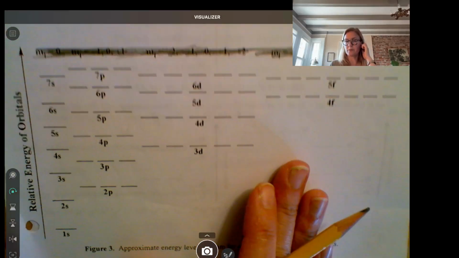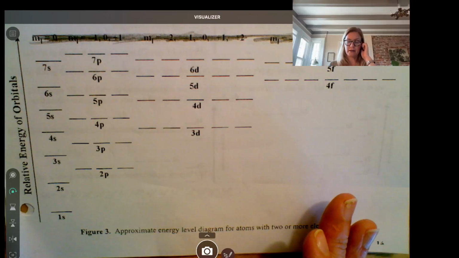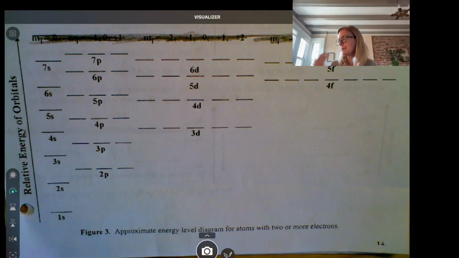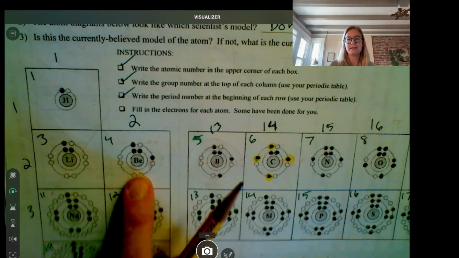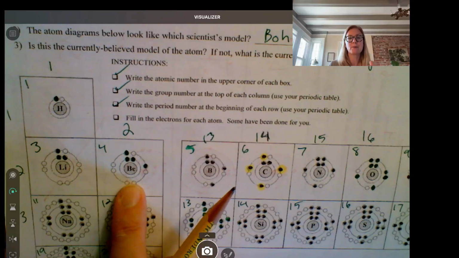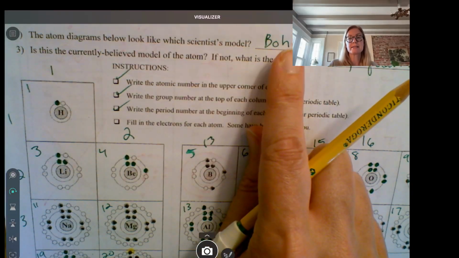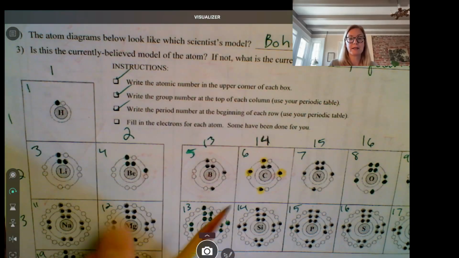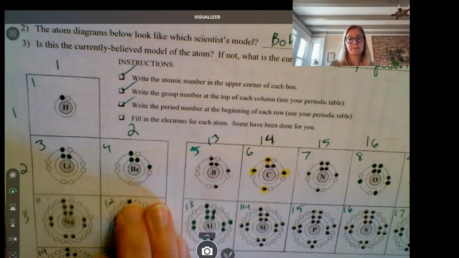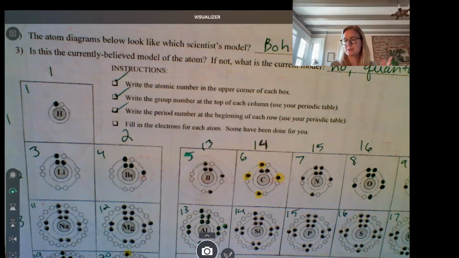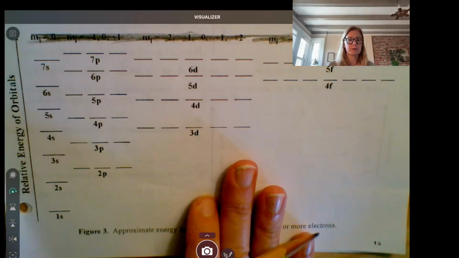So what we have here is an orbital diagram. Again, notice there's no circles. A lot of people hear orbital diagram and they start drawing this. Okay, this is not an orbital diagram. This is what we call a Bohr model, because Bohr was the scientist who thought that electrons moved around the nucleus in circles. We know that's not true anymore, even though we sometimes draw it that way for simplicity's sake. This is an orbital diagram, okay?